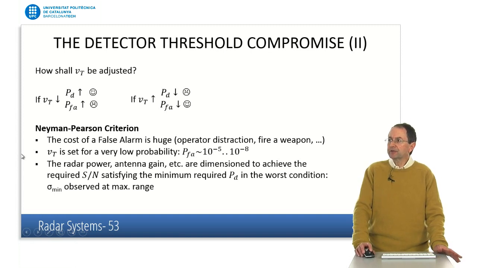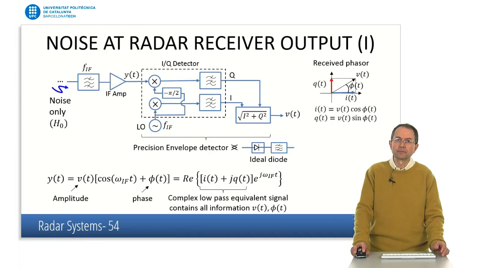Then, after setting the threshold, we dimension the radar, which means transmitted power, gain of the antennas, maximum range, and so on, in such a way that the signal-to-noise ratio will be enough to satisfy the required probability of detection that has been set by the radar user. This is how the radar design is performed. Now, how to quantify these parameters?